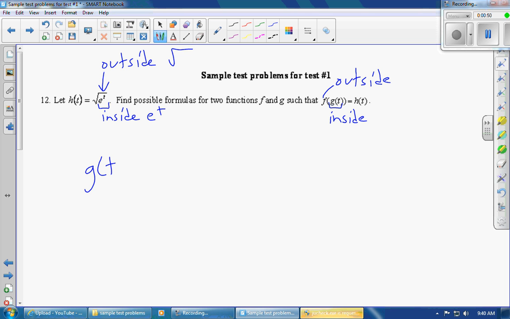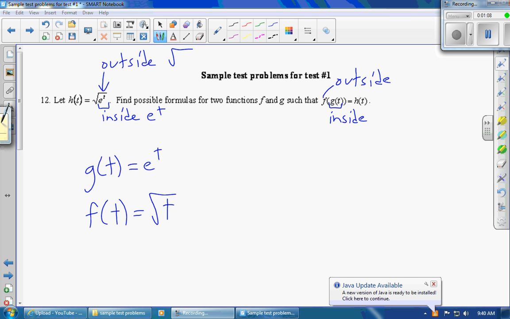So we'll let g of t equal e to the t, that's our inner function, and then f of t equals, well, it's taking the square root of the inside. So is it the square root of e to the t? Actually, no, it's just the square root of t.